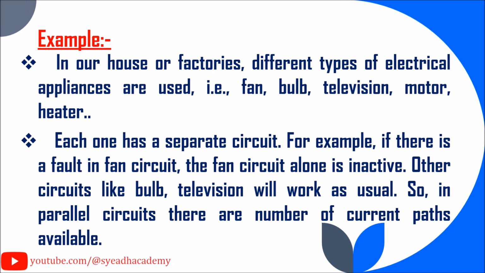Example. In our house or factories, different types of electrical appliances are used. For example, fan, bulb, television, motor, heater, etc. Each one has a separate circuit. For example, if there is a fault in fan circuit, the fan circuit alone is inactive. Other circuits like bulb, television will work as usual. So, in parallel circuits there are a number of current paths available.